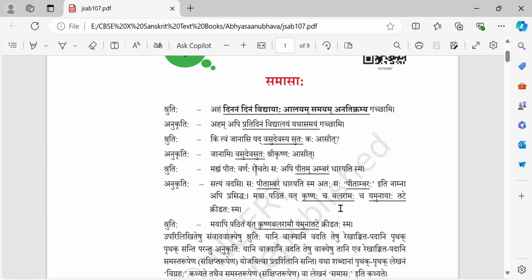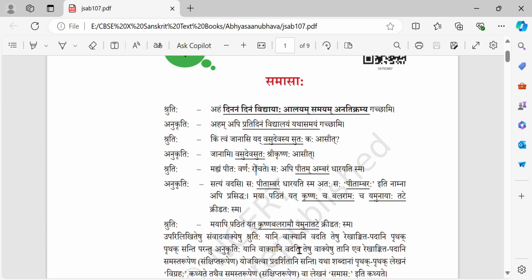These are the Vigraha Vakyas. These two are Samasa because they are combined together as one word. Krishna, Balarama, and Cha are dropped. Cha is dropped in between, and then the Vibhaktis are also dropped. Everything is combined into one word, Krishna Balaramau. Yamunayaha tate, the Shashti Vibhakti is dropped here, and together combined to make Yamuna tate, kridatah sma.